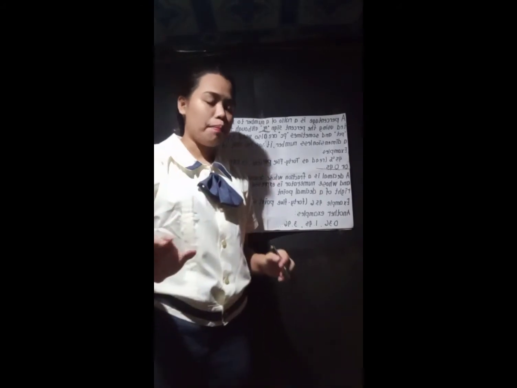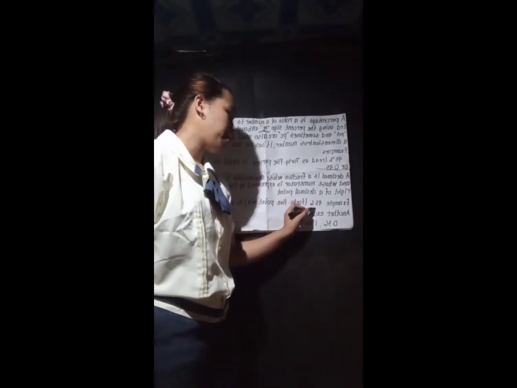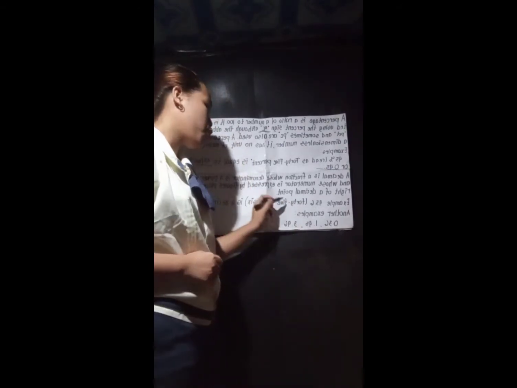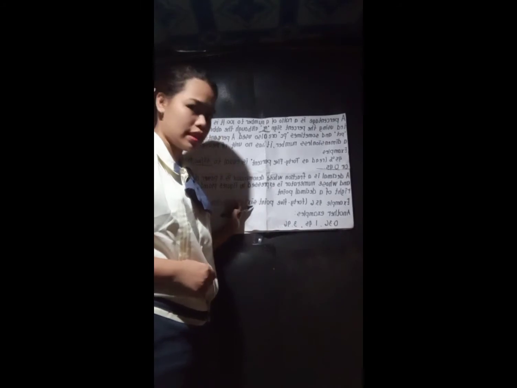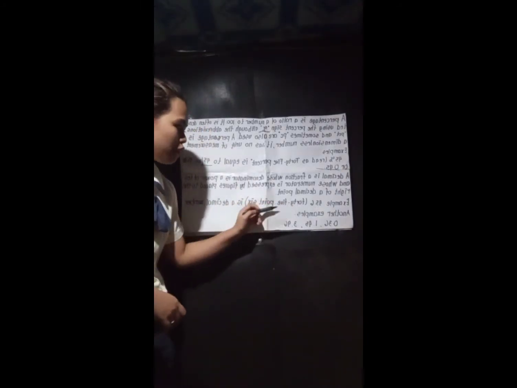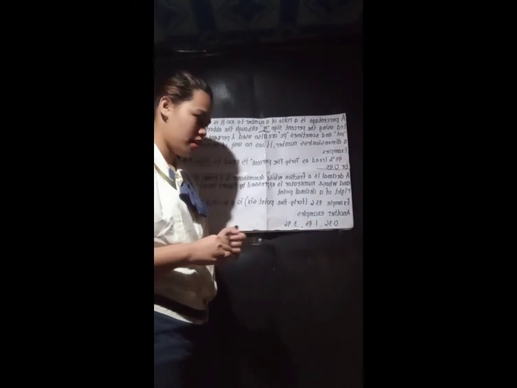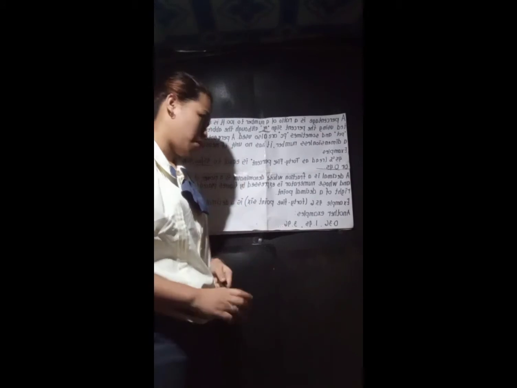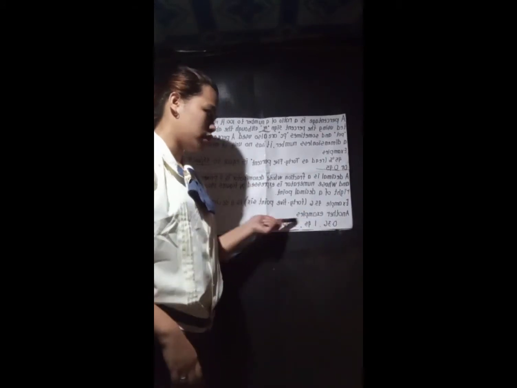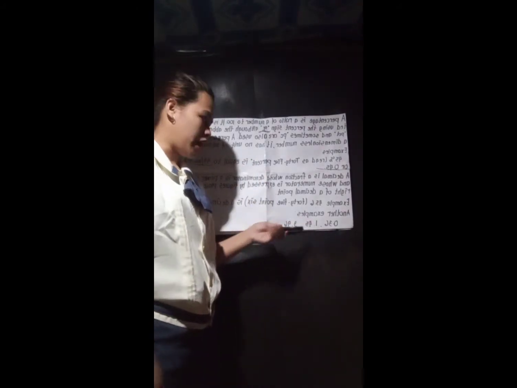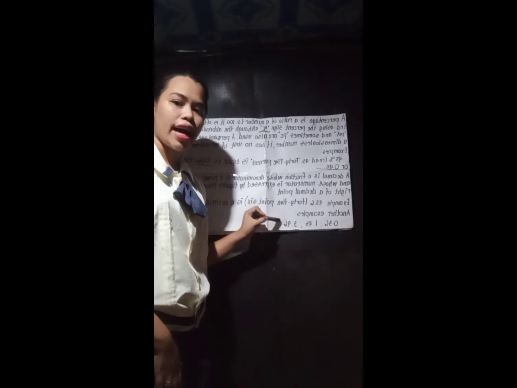For example, 45.6 is a decimal number. Since it has a point, it is called a decimal number. Other examples are 0.36, 1.45, and 3.96.